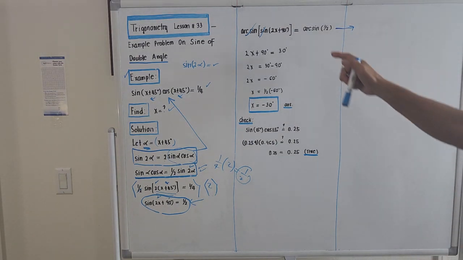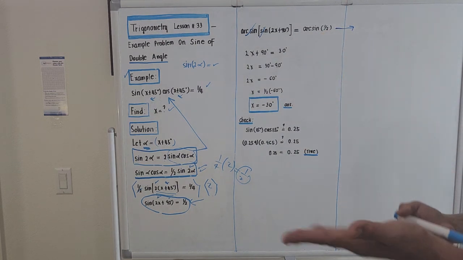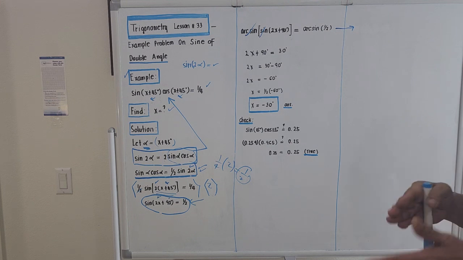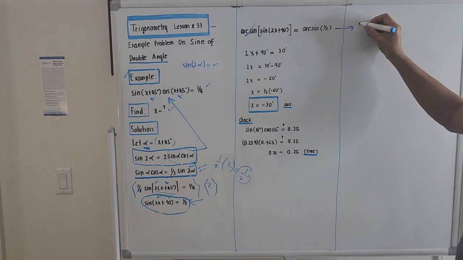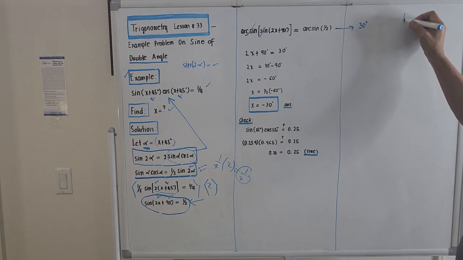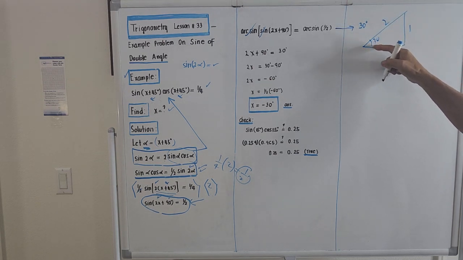You can use your calculator here, but the arc sine of 1/2 is actually a special angle. What angle, if we take the sine value, gives 1/2? The angle is actually 30 degrees. Right? Special angle. This is 30, this is 1, 2. Sine of 30 is actually 1/2.